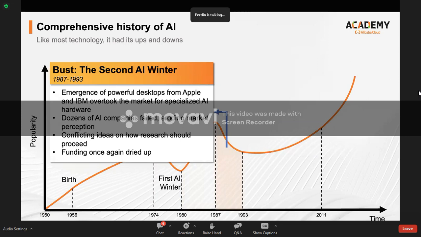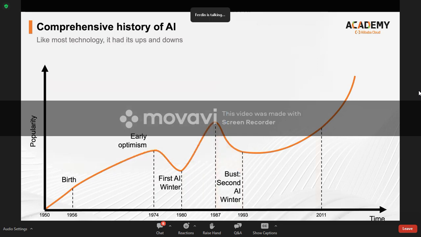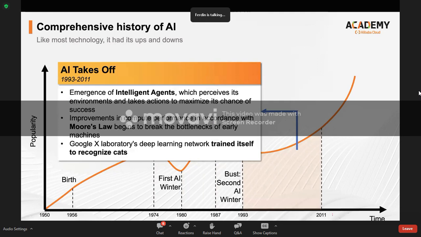This is because there was some kind of market perception that AI may not go up, but still there were powerful desktops developed by Apple and IBM, and those were more specialized than the AI hardware that was already available. And the funding also dried up in that case. Since 1993, AI has been taking off, and it has been growing exponentially now. You cannot say how long this will go. The requirement is so high, and it has a lot of possibilities.